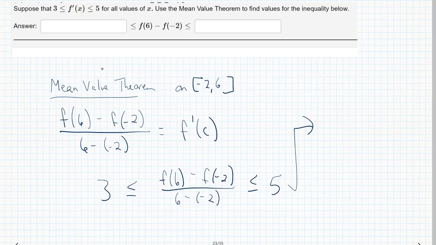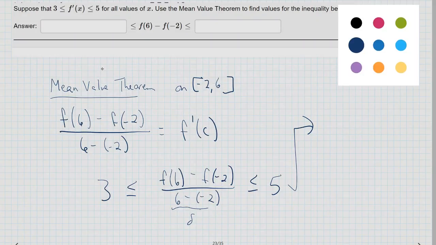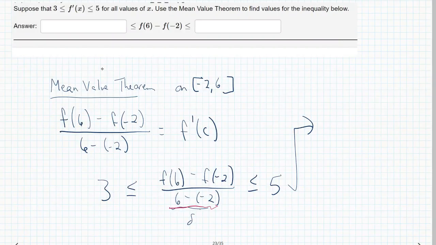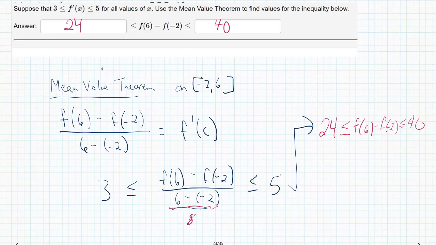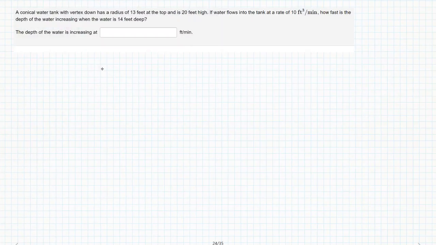Well, notice this makes 8 on the bottom, right? Let me highlight that in a different color just so you can see that's 8 and not a delta. So multiply both sides by 8. Notice you get 24 less than or equal to f of 6 minus f of negative 2, and that's less than or equal to 40. So your values are 24 and 40, and there's your using the mean value theorem. All right.